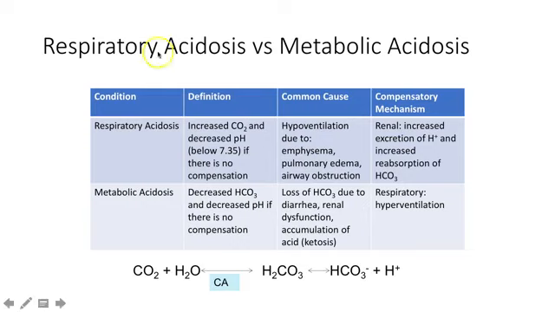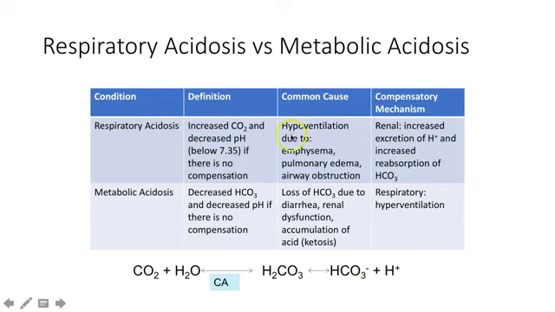All right, so let's talk about the conditions. You have something called respiratory acidosis, and you also have metabolic acidosis. So what is respiratory acidosis? That's an increase in carbon dioxide and a decrease in pH if there's no compensation. So an increase in carbon dioxide would cause this equation to go toward the right and increase the amount of hydrogen ions, which would then decrease pH. Okay.